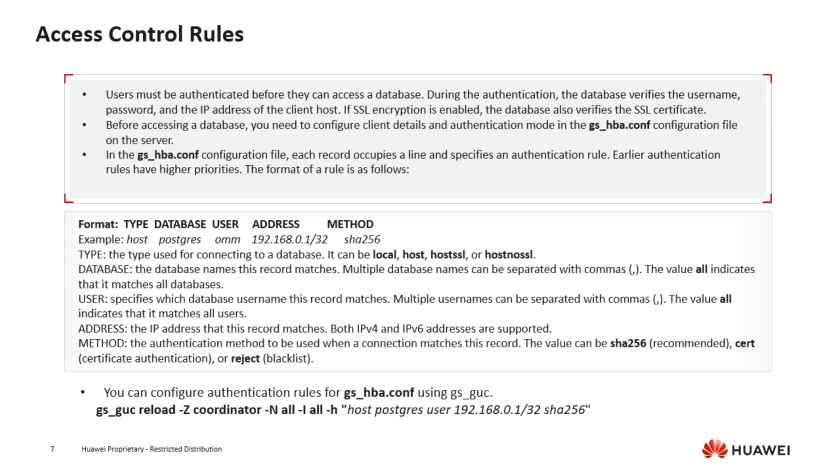Address declares the matching address, supporting both IPv4 and IPv6. Method specifies the authentication method used during the connection, supporting SHA-256, cert for certificate authentication, reject for blacklisting, etc. And the pg_hba.conf file can be configured using the gs_guc tool. Here is an example. This line allows both local and remote connections from a specific IP using the user account with SHA-256 authentication method to connect to the Postgres database.